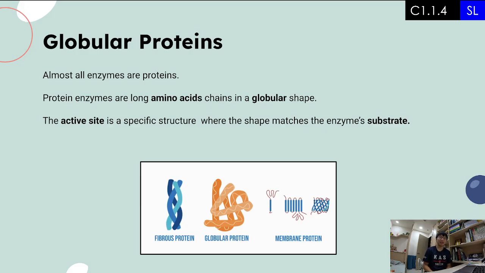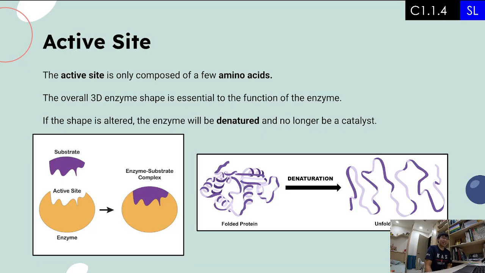And why is this specific? Because I mentioned before, each enzyme only works for one particular reaction, okay? And we'll see why that's important. A substrate is the thing that the enzyme will be working on. It's the specific object that adheres to the enzyme. So the active site is the place where it matches up.